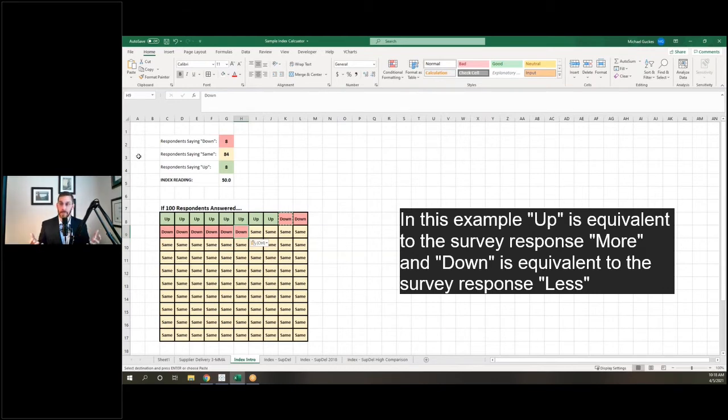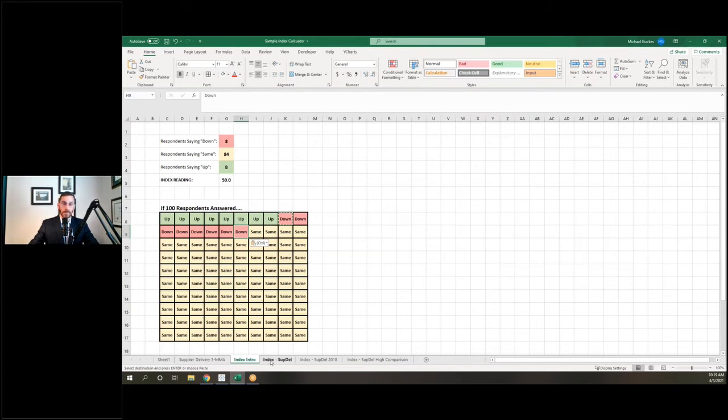Again, because this is a diffusion index, it's looking at proportions. What proportion of the respondents are saying up, what proportion are saying down or slower, and then what proportion are staying the same. And you're basically comparing those varying proportions. So that's how the index works, generally speaking.